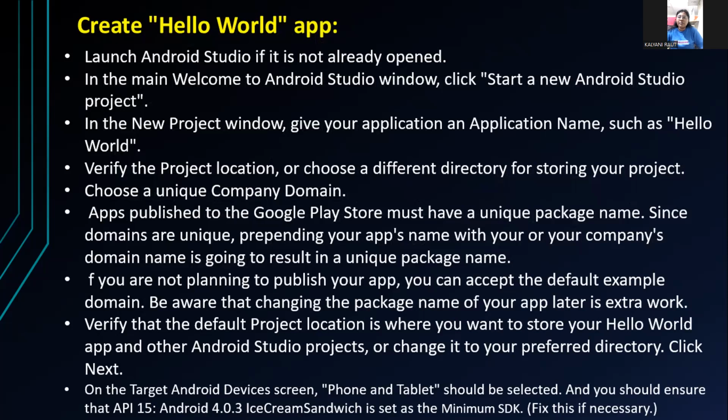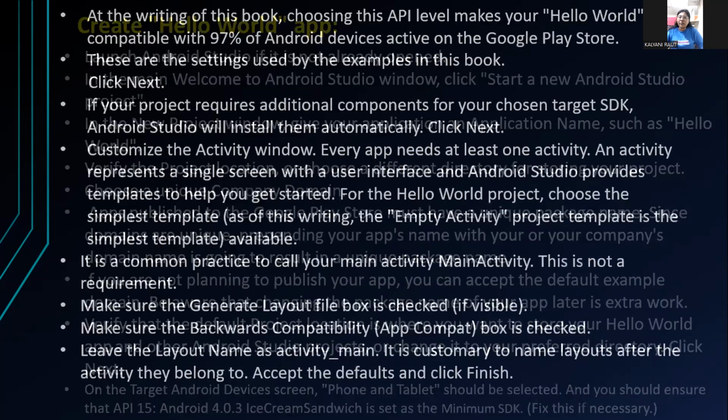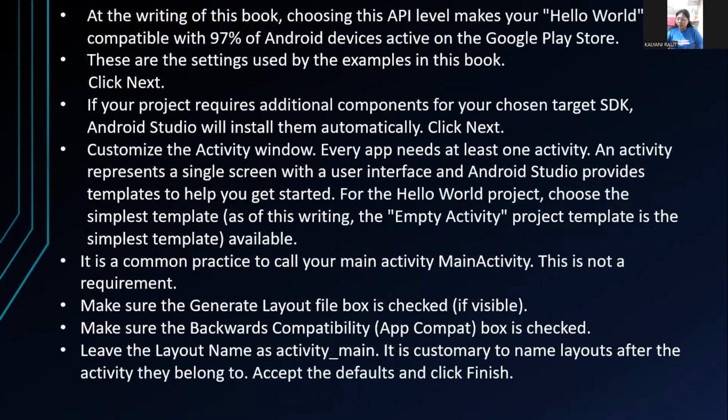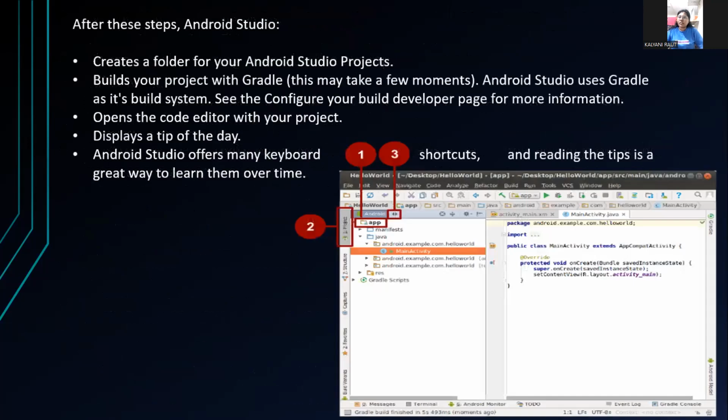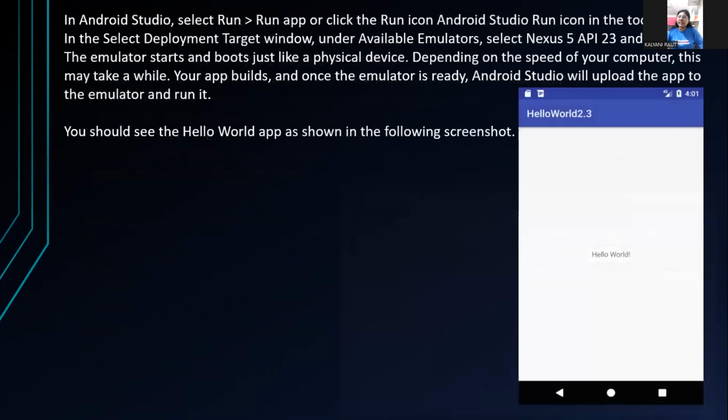Then we must have a package name. Since domains are unique, we need to have the app's name with our company's domain name. These are the steps for creating the app. At the end, it will look like this if we run the Hello World app.